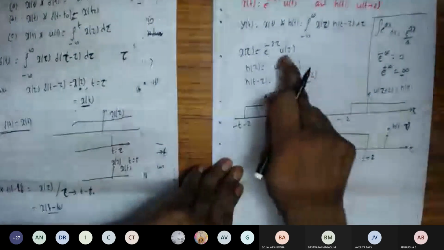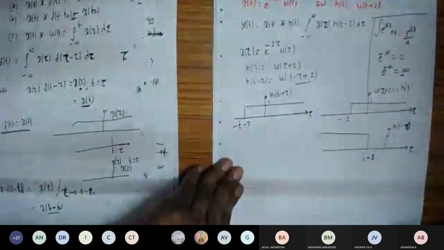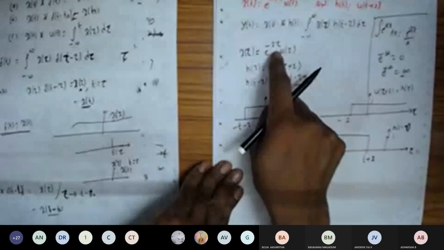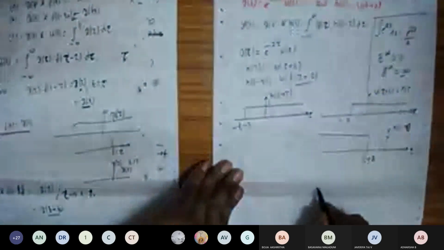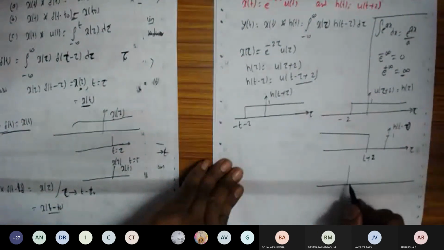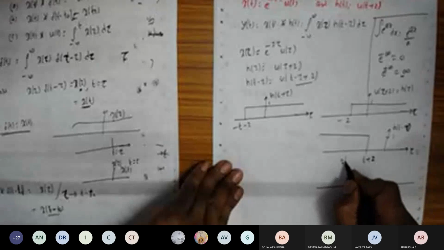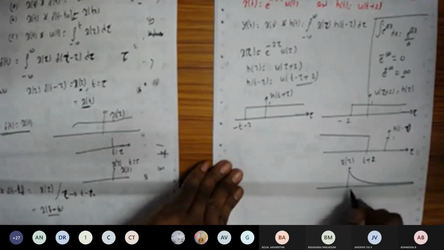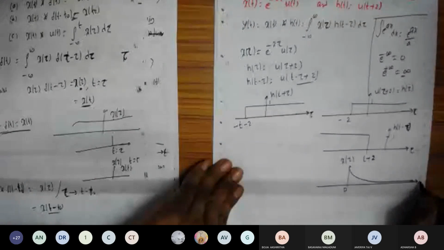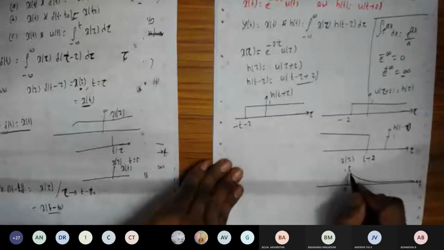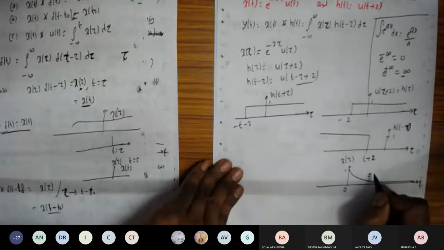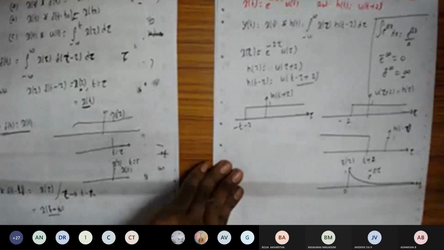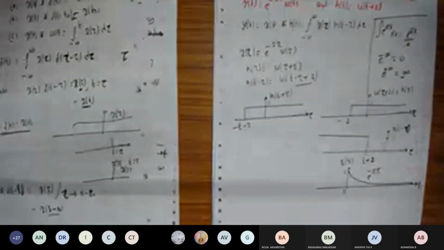So u of t is starting from 0 with value 1, and e to the power of -2t is an exponentially decaying signal. So we can plot like this. This is an exponentially decaying signal, we can call it x of tau. From 0 up to infinity, it will take the value. At t equal to 0, it is having the value 1. So it is e to the power of -2 tau.